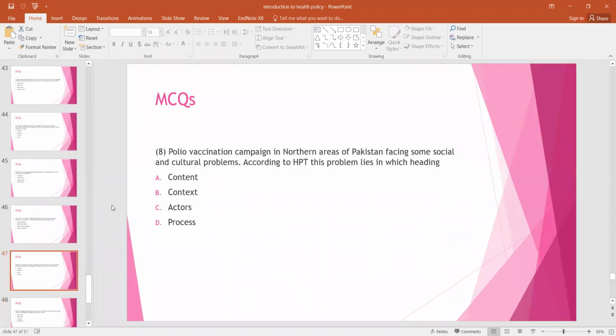Polio vaccination campaign in northern areas of Pakistan is facing some social and cultural problems. According to the Health Policy Triangle, this problem lies in which heading? Context. B, context. B is the right answer.